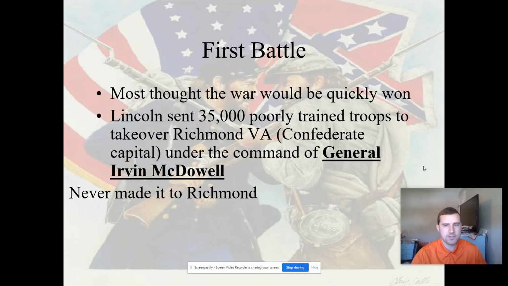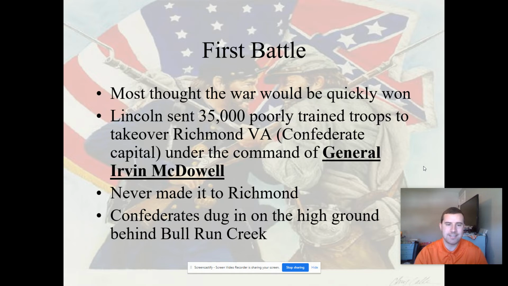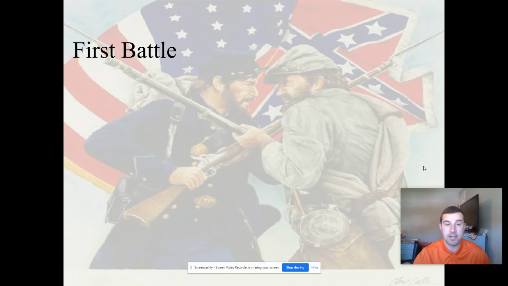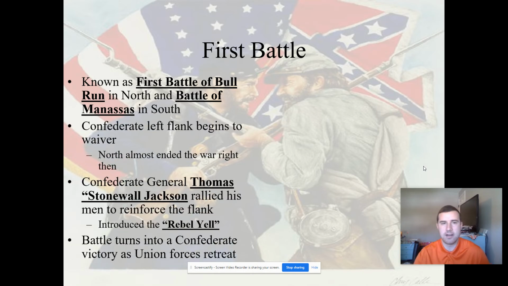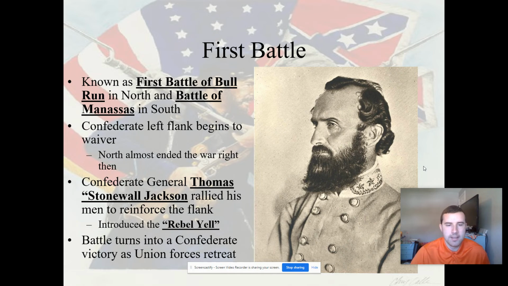Now, the first battle was at Bull Run Creek. And this was an advantage for the Confederates. We're going to see that this is the first Battle of Manassas or Bull Run. You can call it either one. And this is really where Stonewall Jackson got his name, because he rallies his men after they are basically flanked.